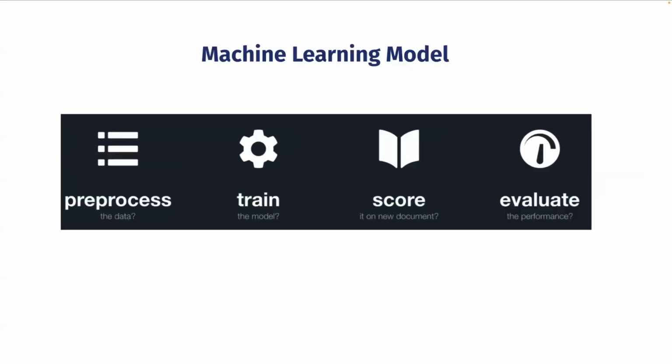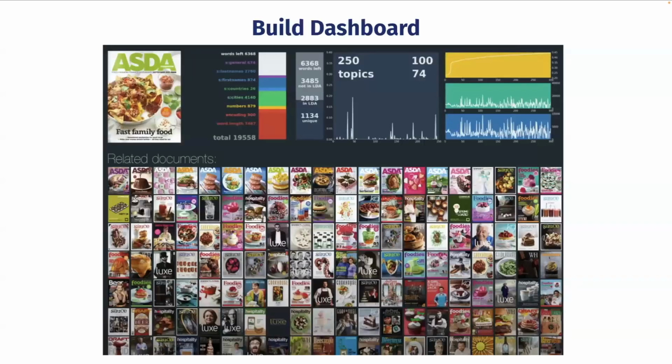This slide typically shows the working of any machine learning process, which is divided into 4 steps, that is pre-processing, training, scoring, and evaluation. So finally, once we do all the machine learning or text mining process, we can build a dashboard to represent our results.